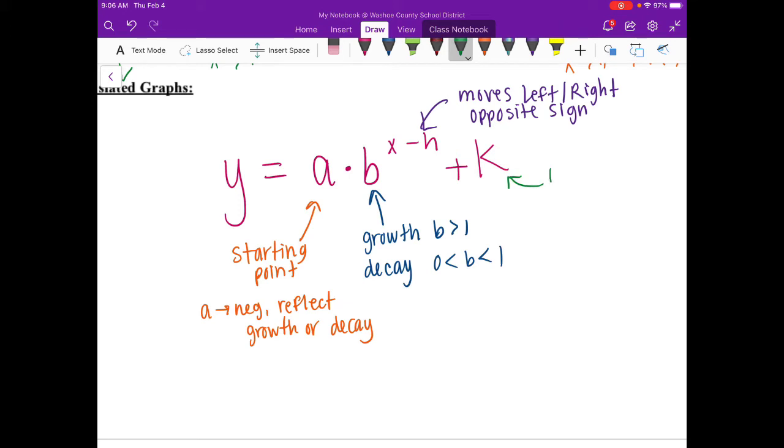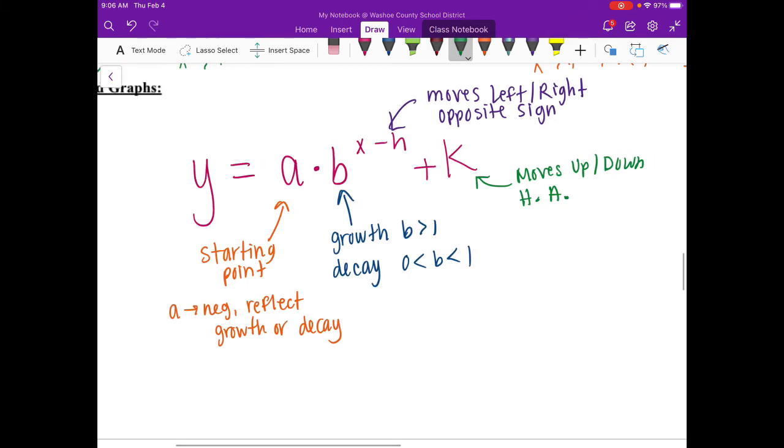K tells me to move up or down. And it's also the horizontal asymptote. Okay, so it's going to have 2 parts to it. And remember, last little side note here is that your H and K is going to move your starting point.